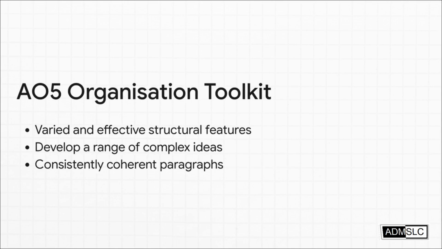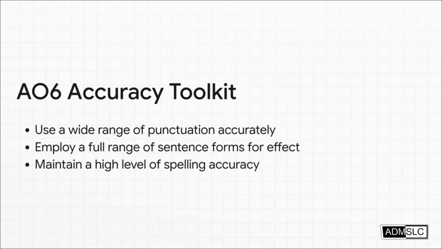Next up, your AO5 Organization Toolkit. We've already talked about using varied structural features, so think about starting right in the middle of the action, or using a tiny one-sentence paragraph for a huge impact. Next, develop complex ideas. So instead of just a story about a haunted house, maybe it's a story about a character who is haunted by a memory. And of course, all of this has to be built on a foundation of coherent paragraphs, where every single one pushes the story forward.